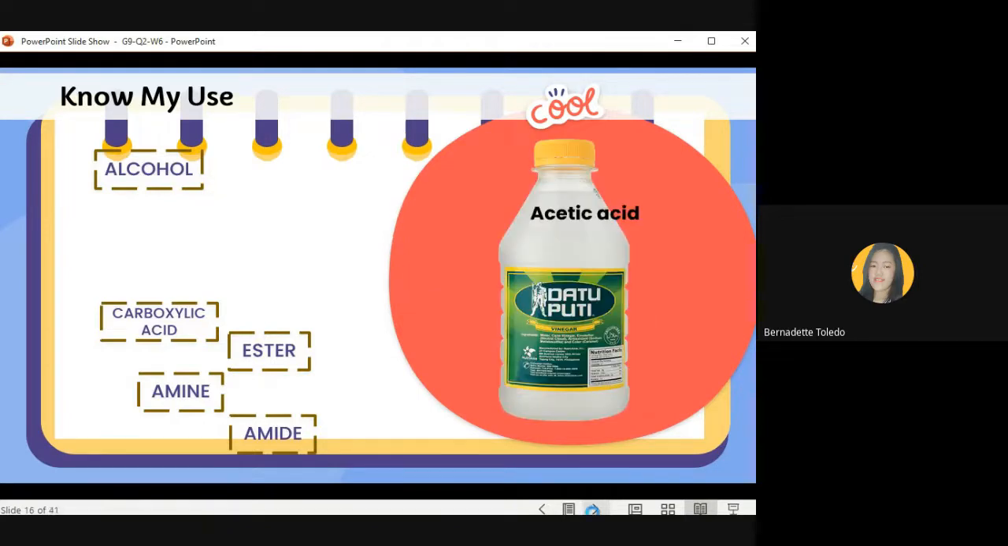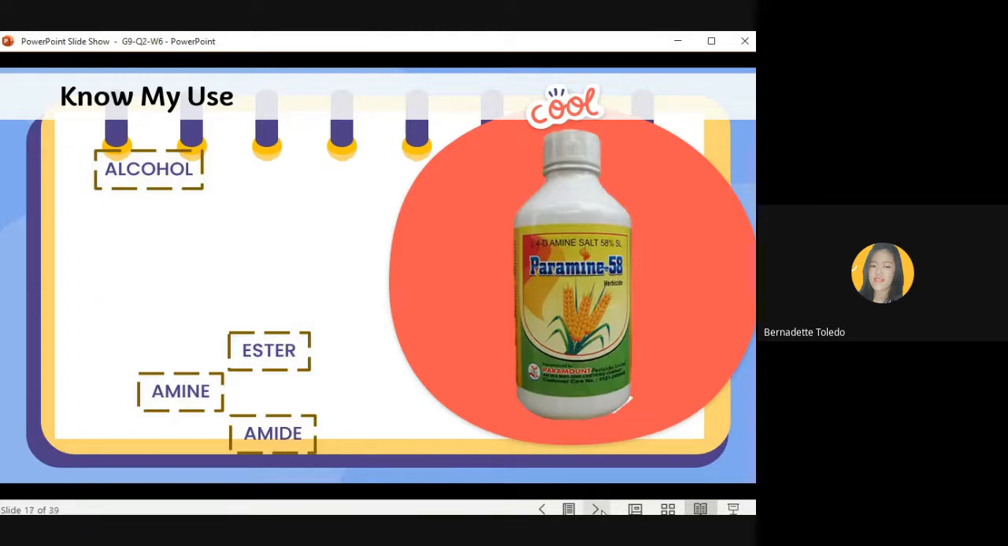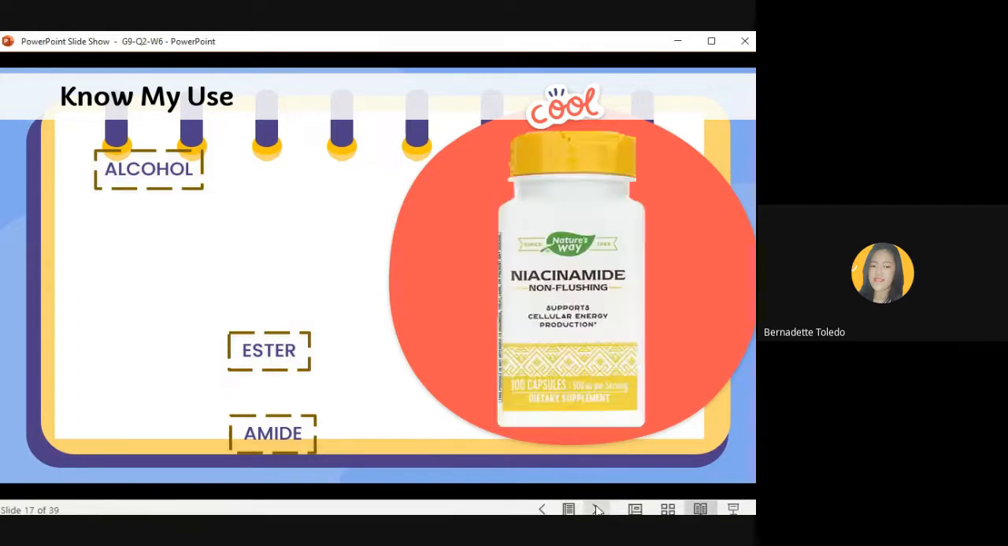Next one is acetic acid. Yan, yung vinegar natin sa bahay. That is an example of a carboxylic acid. Next one is paraquat. Paraquat is used to remove the weeds or yung mga ligaw na damo sa mga garden. Pamatay ng damo. So, from its name, it is an example of an amine.